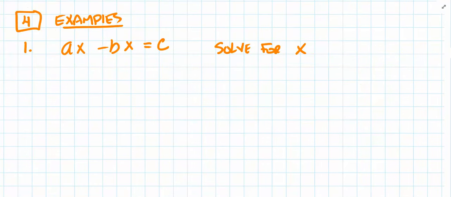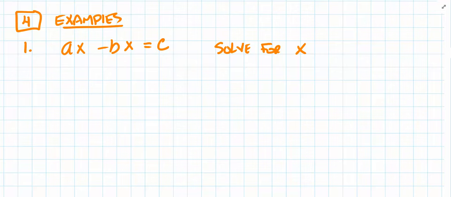So if I have ax minus bx is equal to c, and I want to solve for the x variable. So a is a variable, b is a different variable, c is a different variable, and x is a variable, right? Well, I've got all kinds of things going on here. So some people might consider the a, the b, and the c as constants.